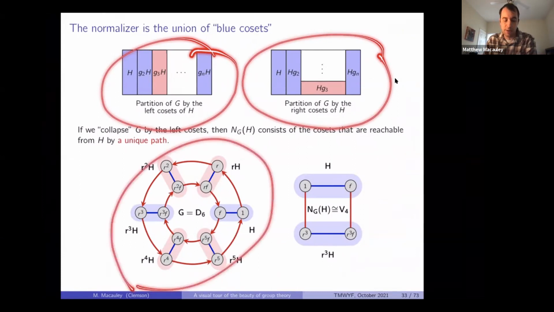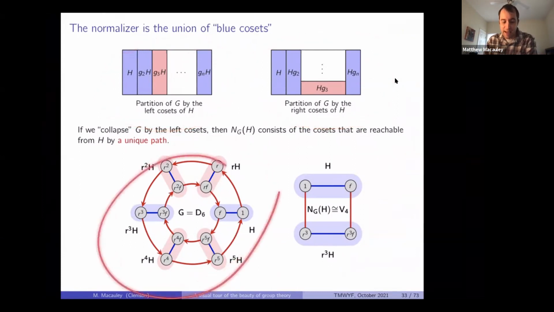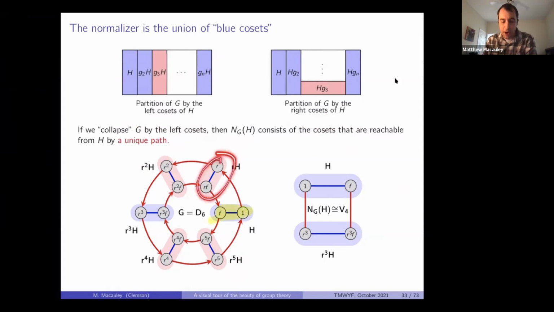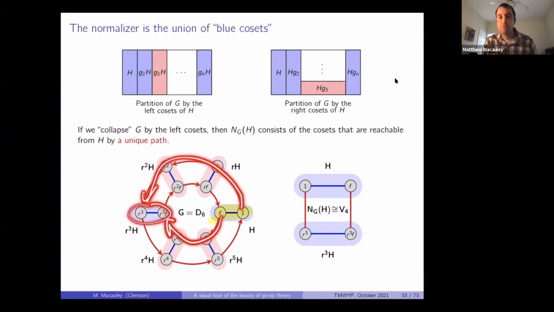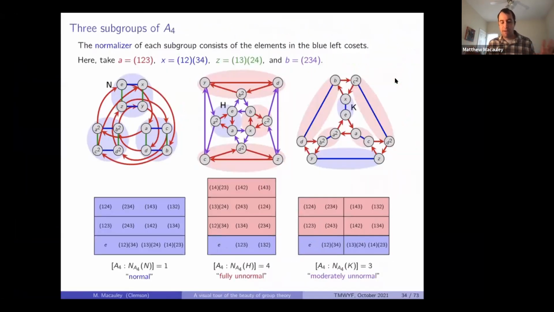So in terms of Cayley diagrams, here's D6. The normalizers are the cosets that are reachable by a unique path from the subgroup. So to get here, I can either follow R from here or R to the 5th from there. There's 2 ways to get there. But here, there's only one way. Either from here I do R cubed, or from there I do R cubed. So that's the normalizer.